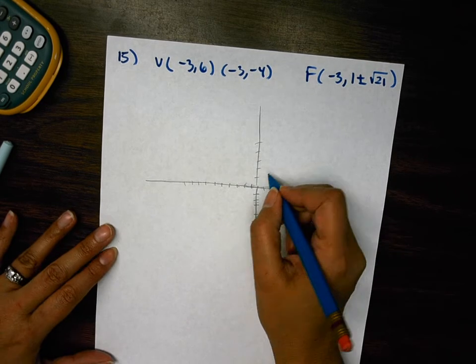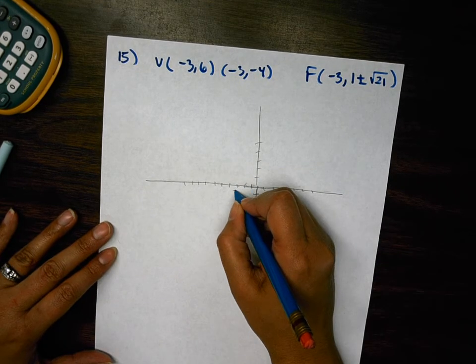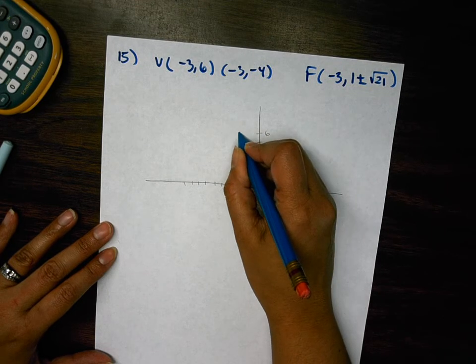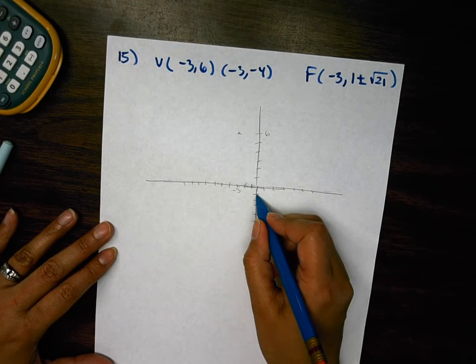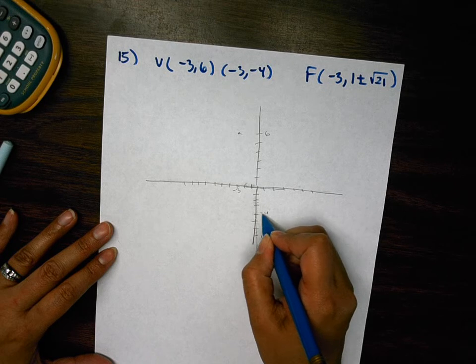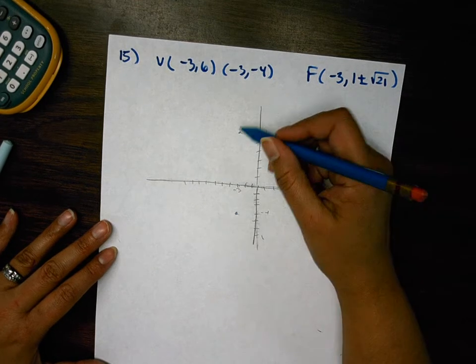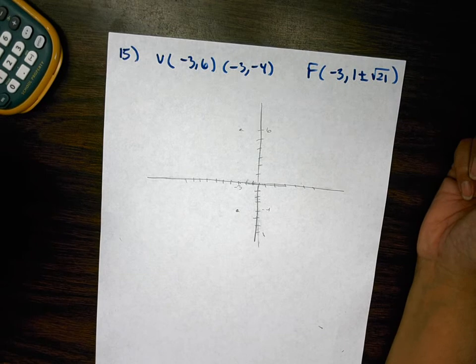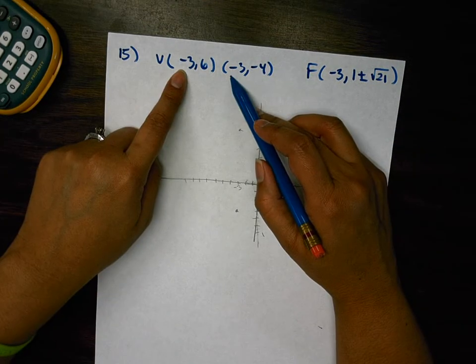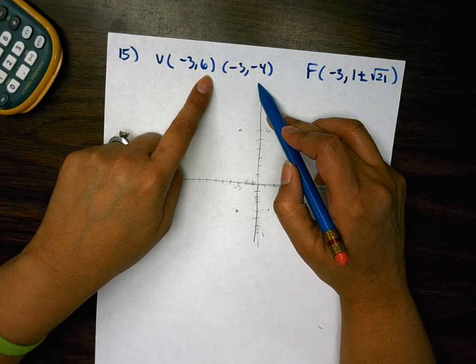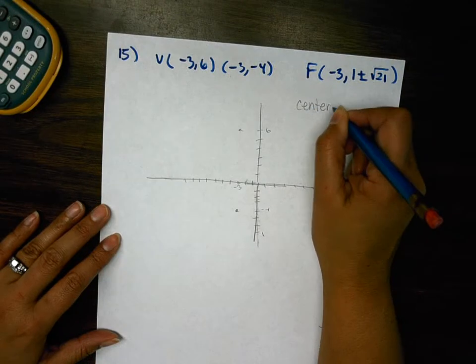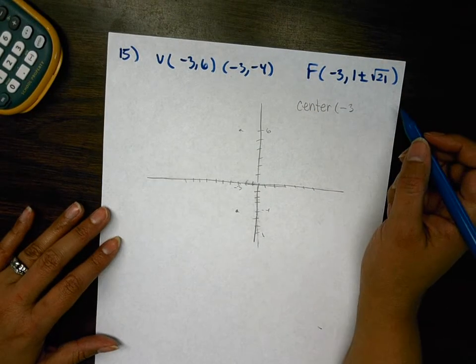Okay, I just made a horrible mess of my graph. Left 3 up 6, 1, 2, 3, 1, 2, 3, 4, 5, 6. And left 3 down 4, 1, 2, 3, -4. Okay, at the very least, can I find the center by counting my way in? Or doing the midpoint formula, which you add your x's, cut it in half, add your y's, cut it in half. What do you get as the center?